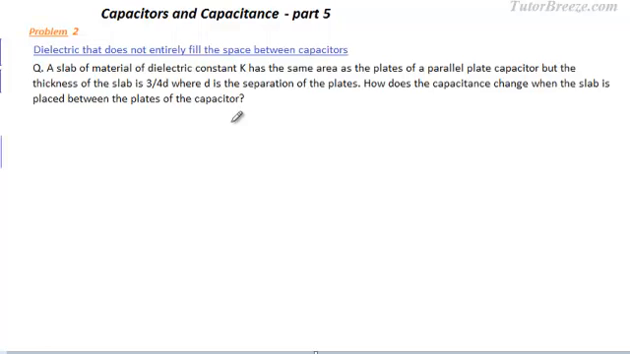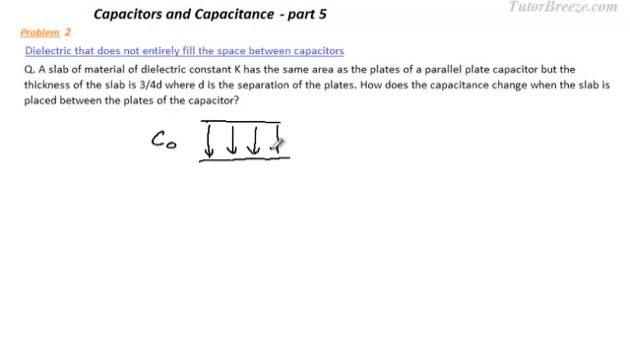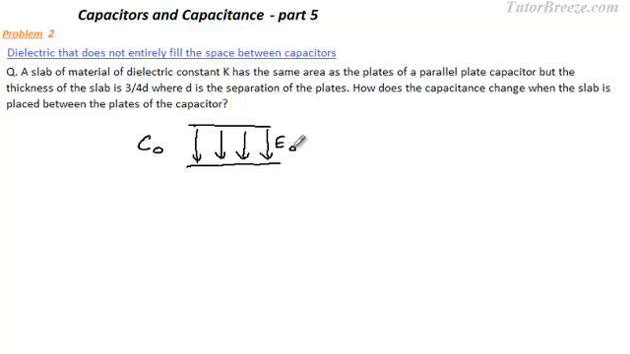Let's say we have a capacitor and we'll denote its capacitance by C naught, and the electric field between the plates of the capacitor is E naught. Next, if we place a dielectric in this capacitor so that it fills about 3/4 of the space between the two plates, and the distance between the plates is D.